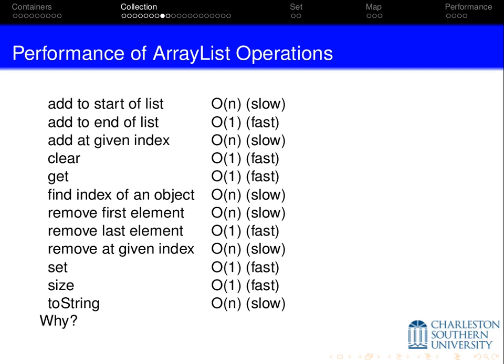All right, how about adding to the end of a list? It's fast. Why is it fast? Because you're just throwing it in there, adding a new one. So how many iterations do you really have? One. Right. So we say O of 1.